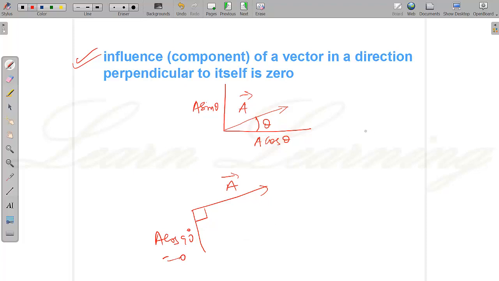So let's say a vector A is given along the x-axis itself. If you write the vector, you can just write A i, because there is no j component here. The j component will be 0.